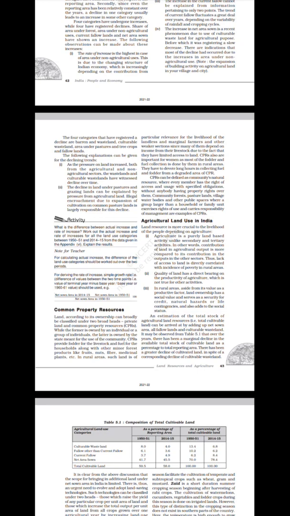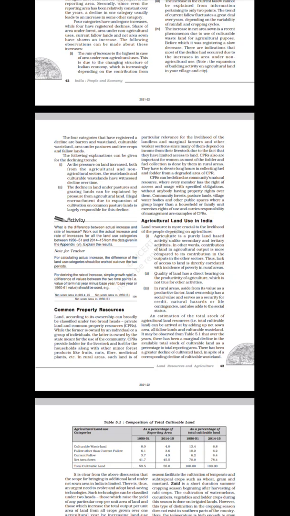CPRs can be defined as community natural resources where every member has the right of access and usage with specified obligations without anybody having property rights over them. Community forests, pasture lands, village water bodies, and other public spaces where a group larger than a household or family unit exercises rights of use and carries responsibility of management are examples of CPRs.